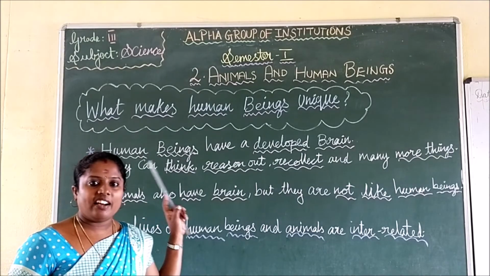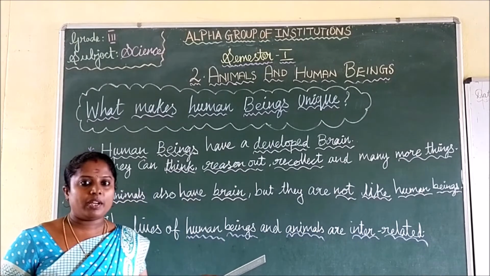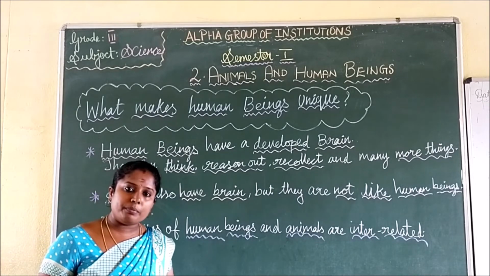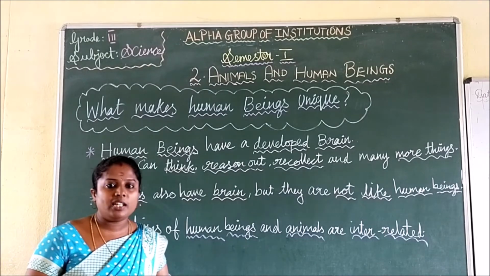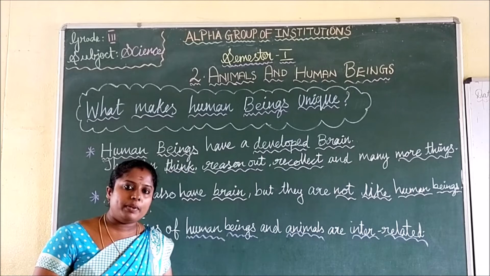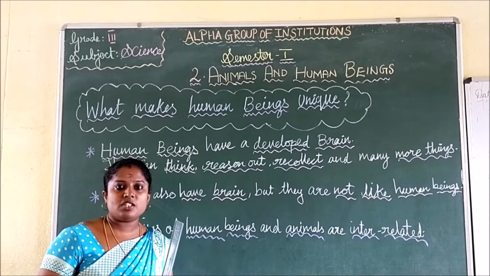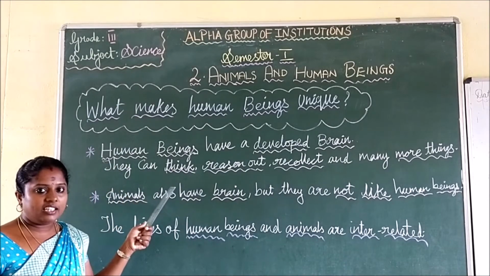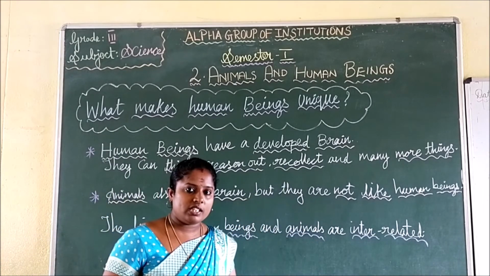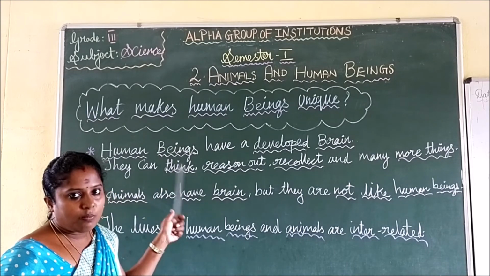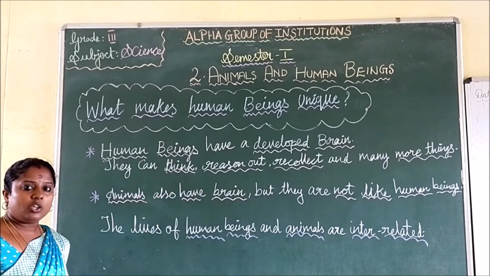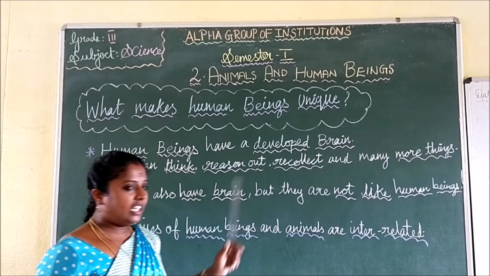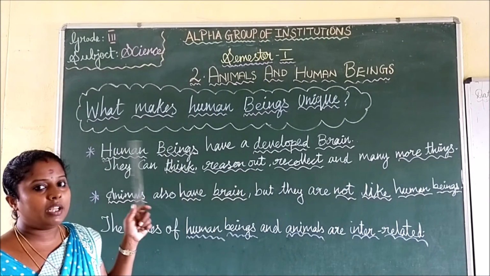Human beings have a developed brain. You can ask, don't animals also have brains? Yes, animals also have brains, but the brain has to be developed. Human beings have a developed brain, so they can think, reason out, recollect and many more things.